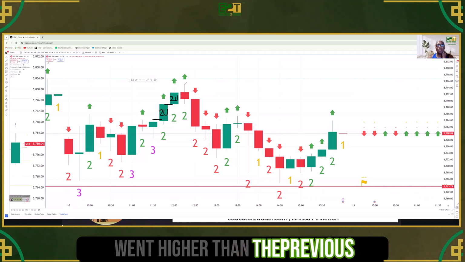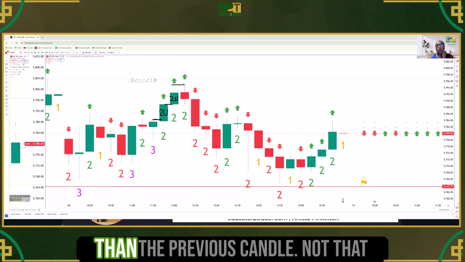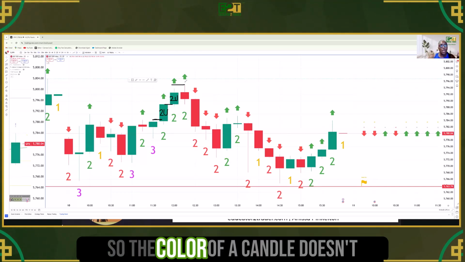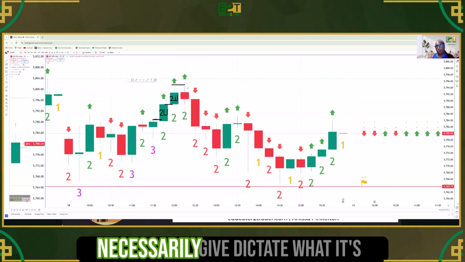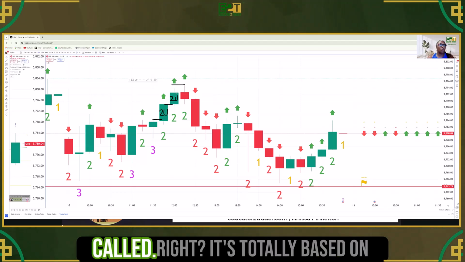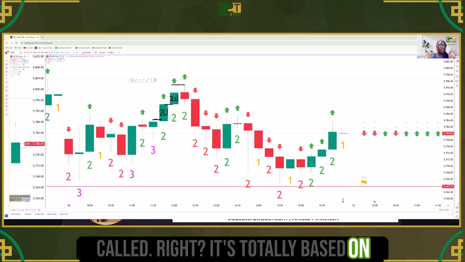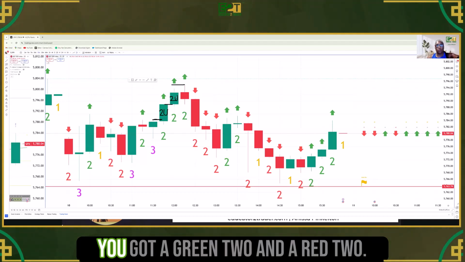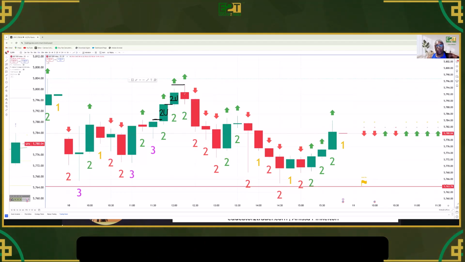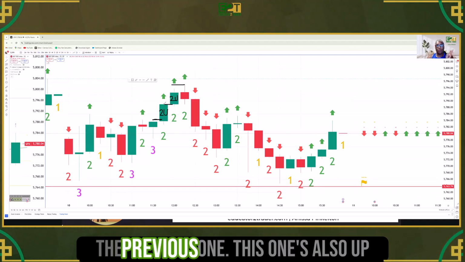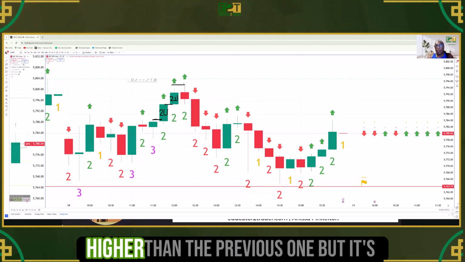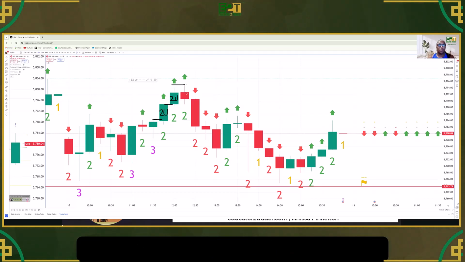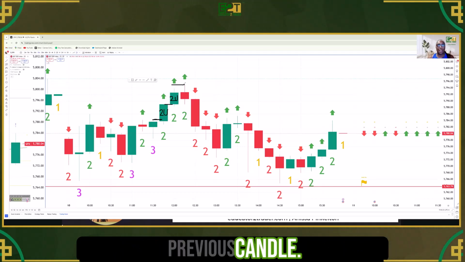It went higher than the previous candle, but it didn't close higher than the previous candle. Now that it's red, it's still called a 2 up. So the color of a candle doesn't necessarily dictate what it's called, right? It's totally based on where the price action went, not based on the color of the candle. Notice you got a green 2 and a red 2. Right? Because this 2 was up higher than the previous one. This one's also up higher than the previous one, so it's a 2 up, but it's red. 2 up because it went higher than the previous candle.